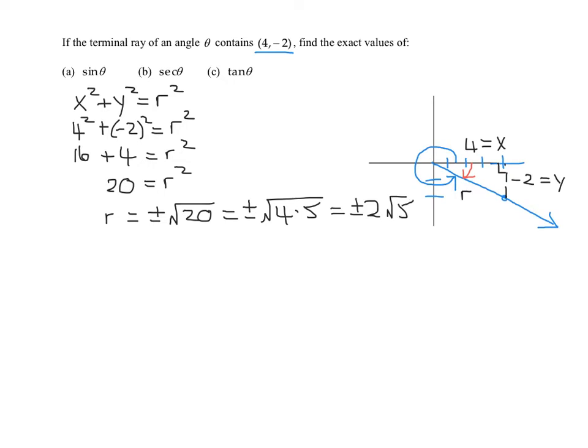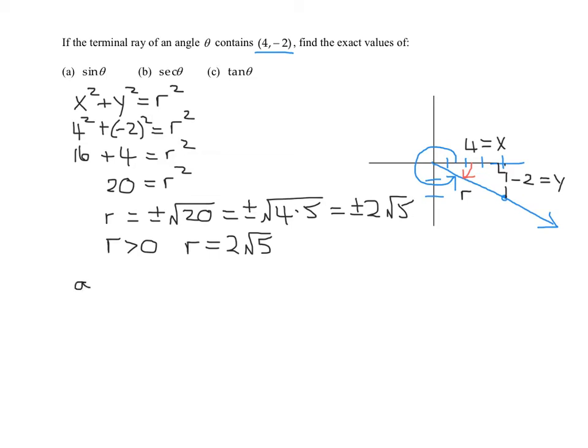But now we have to remember, can r be negative? No, r is always greater than 0. So I know that r equals 2 times the square root of 5. Now I know x, y, and r. For this angle, I can find any trig function.